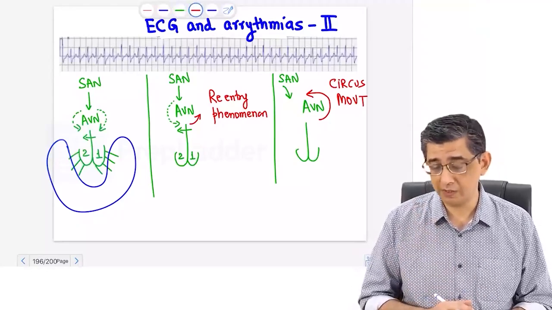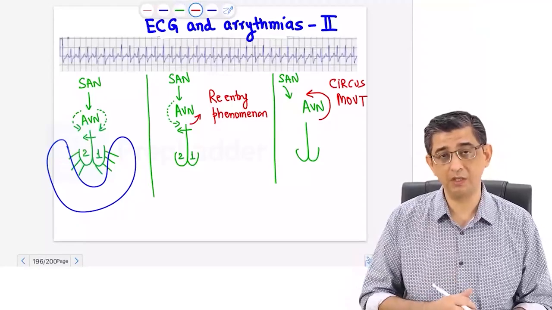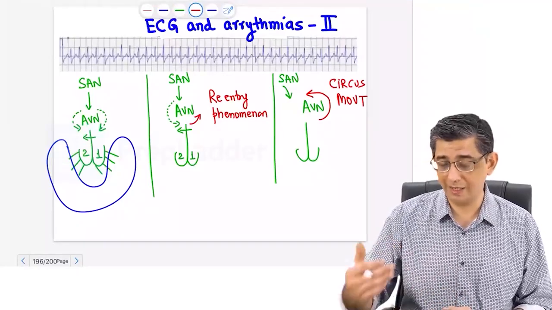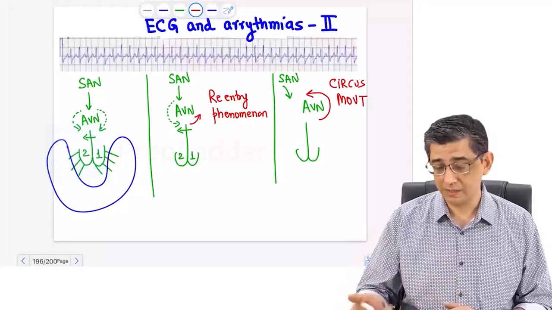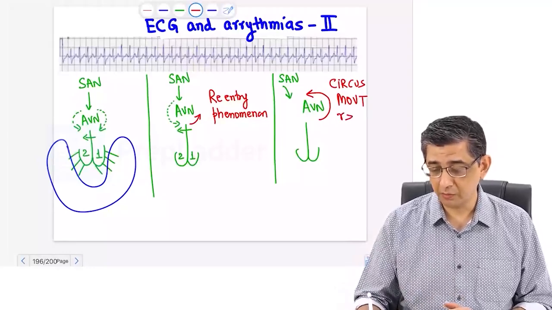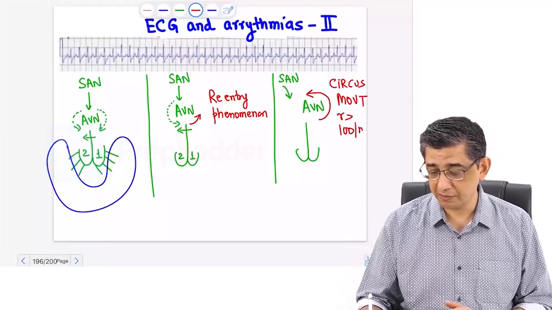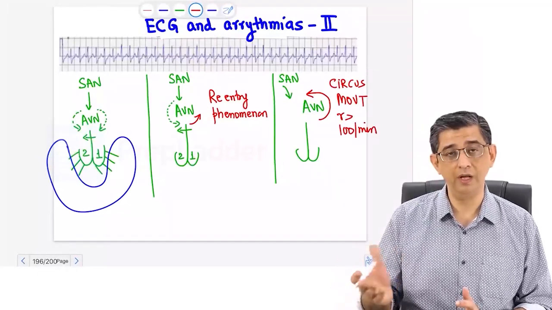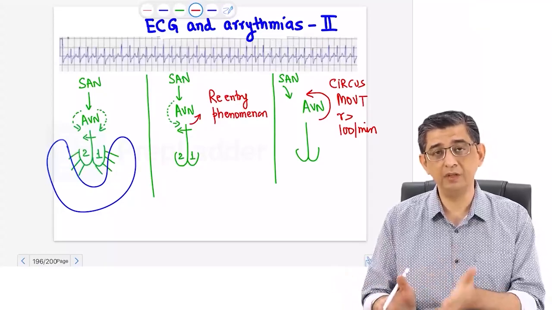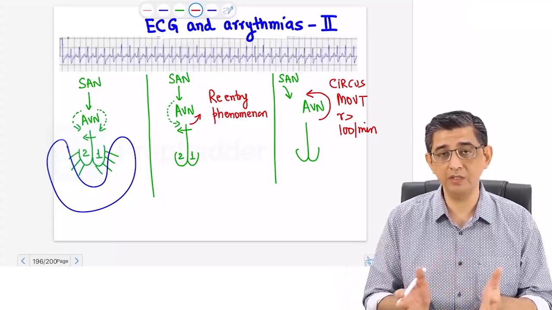I'm gonna say two aspects. One, anatomically speaking, circus movement current, the one in red, is anatomically closer to bundle of His. Second, also the firing frequency will matter. So if the circus movement will fire at a rate anything more than 100, then it will be able to defeat the SA node, because SA node firing rate routine is 60 to 100.